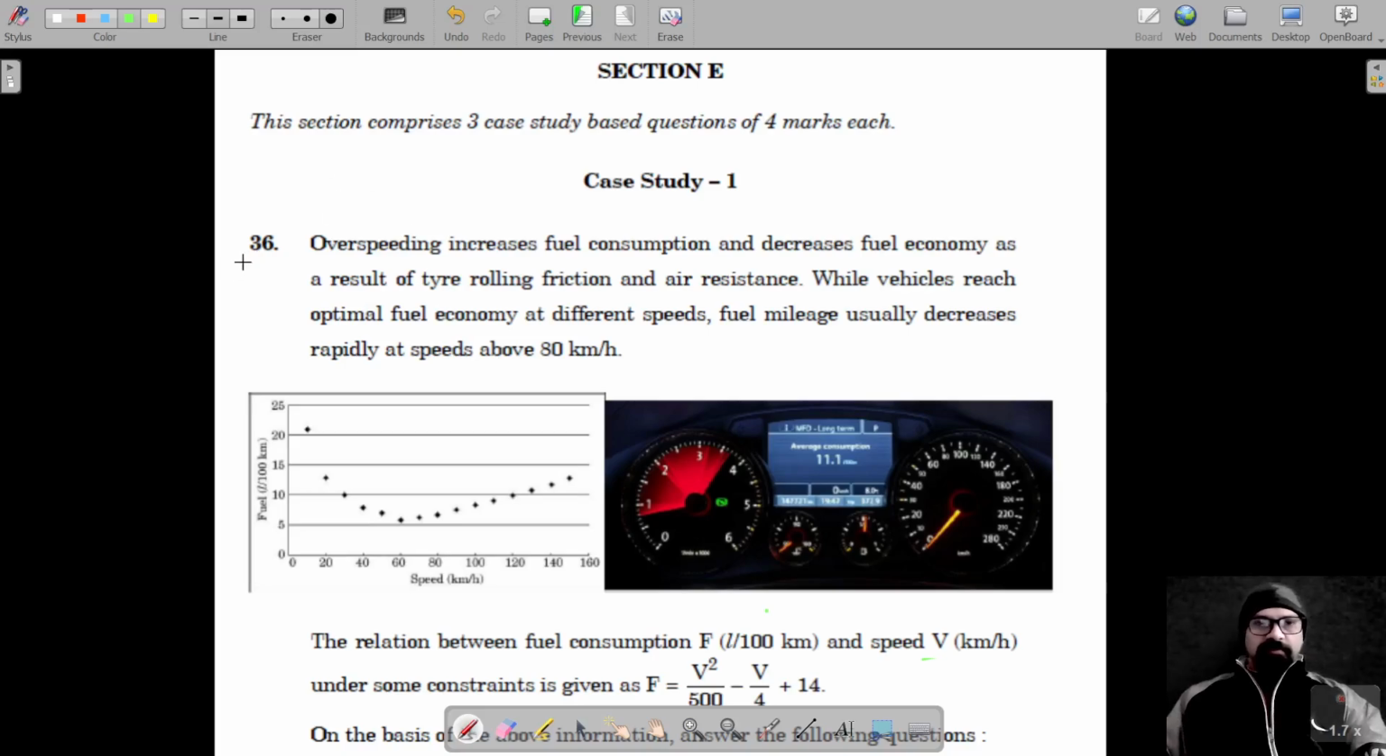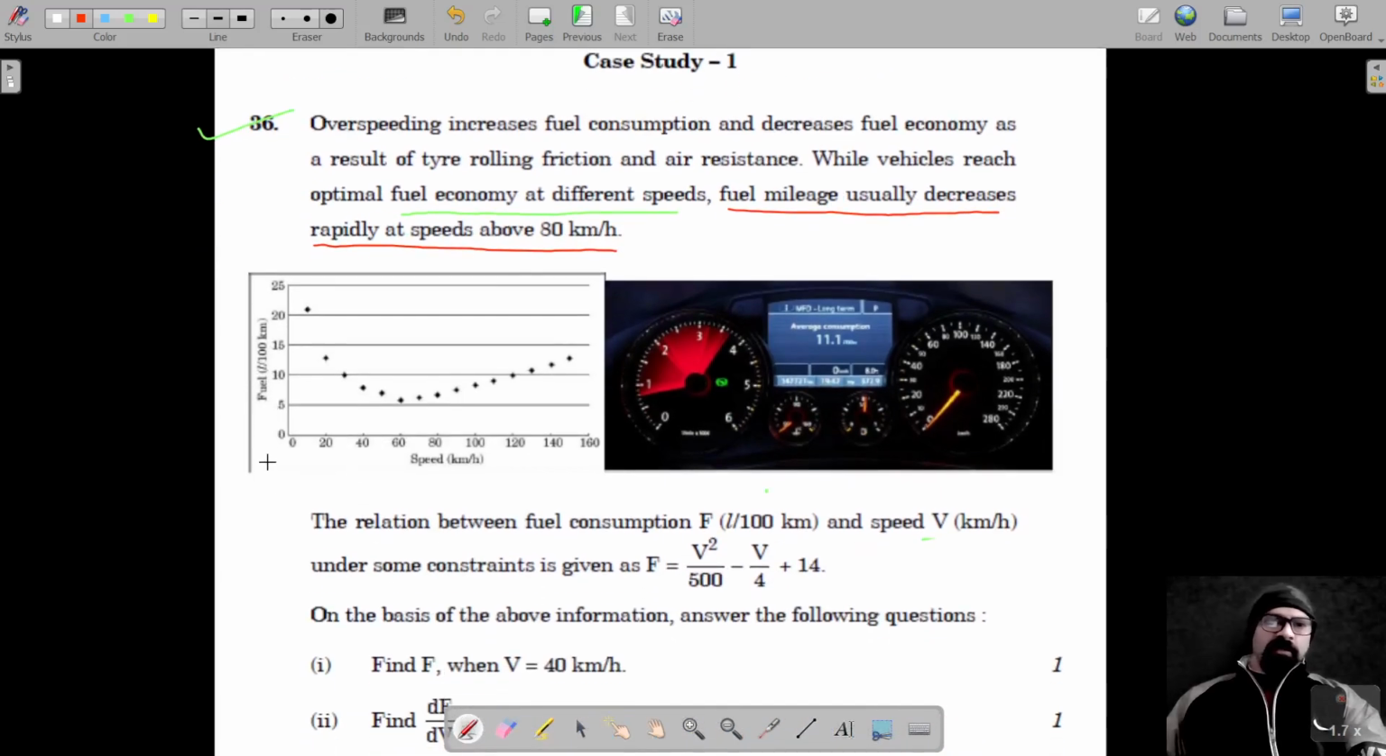For question number 36, this is the first case study based question, and it's based on overspeeding, which increases fuel consumption and decreases fuel economy as a result of tire rolling friction and air resistance. Vehicles reach optimal fuel economy at different speeds. We all know that fuel mileage usually decreases rapidly at speeds above 80 km per hour.